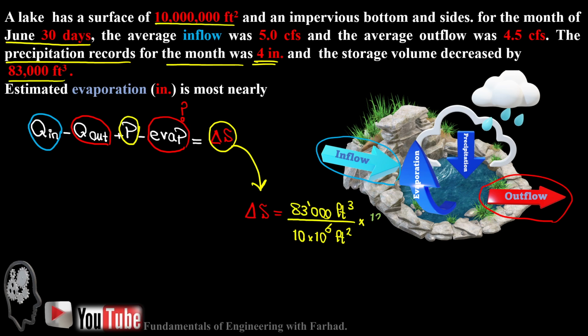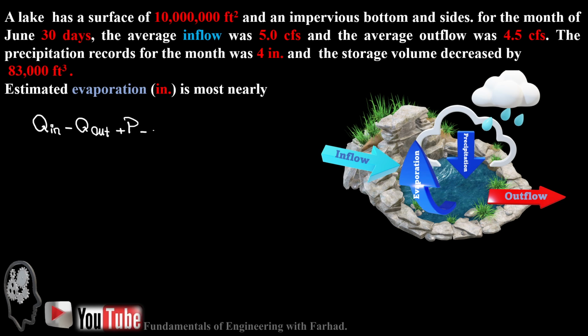So first of all, our delta S is 83,000 feet cubed over the area. And then we convert it, because we want all the information in this equation in terms of inches, so each 12 inches is 1 foot, and it gives us a numeric value of 0.996 in terms of inches. And because the storage volume is decreasing, delta S is also decreasing, and that's a negative.